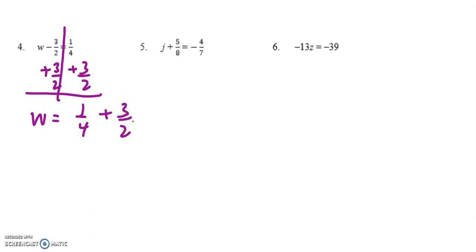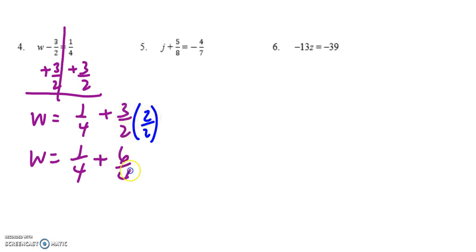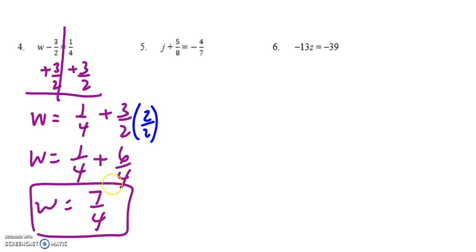And as we've been working on, when we add fractions, we need a common denominator. And so you could multiply this first fraction by 2 and this one by 4. Or you might notice that the greatest common denominator is 4. So you could multiply the second fraction by 2 over 2. And if you do so, you would get w equals 1/4 plus 6/4. So my answer would be a positive 7/4. And yes, please leave your answer improper.